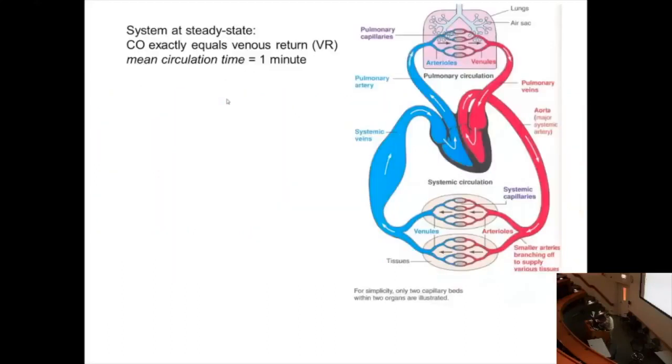All right? Good. So here's our system at steady state. Our cardiac output, that is the blood leaving the left ventricle, is exactly equal to the venous return. And we say that there is a mean circulation time of 1 minute. That means that on average, if I take a red blood cell and track it, it'll take 1 minute to go completely through the body and be returned to the right side of the heart. That's the mean circulation time. So blood's flowing fairly rapidly, 5 liters per minute. That's not trivial.